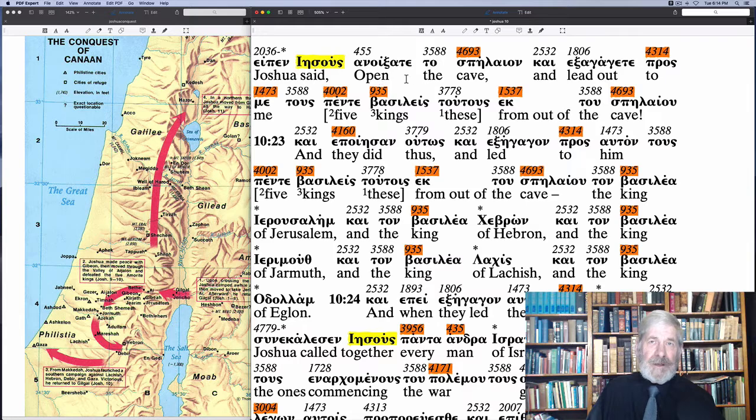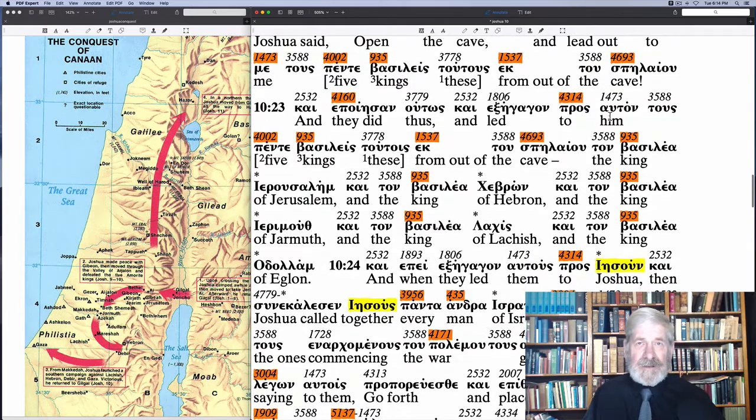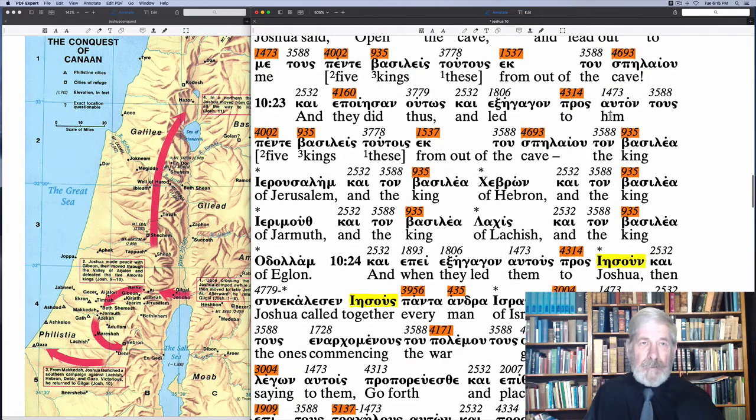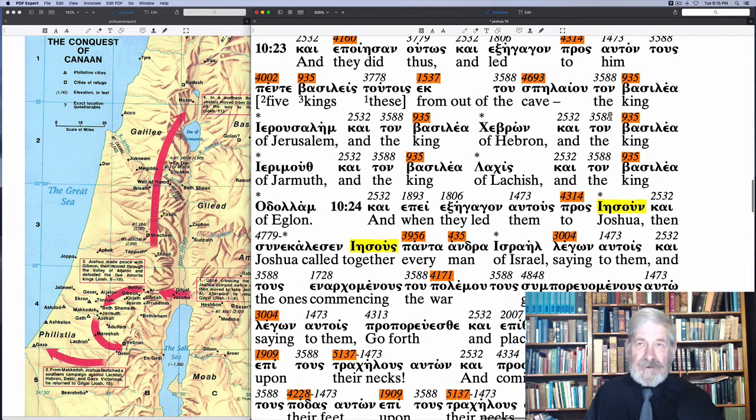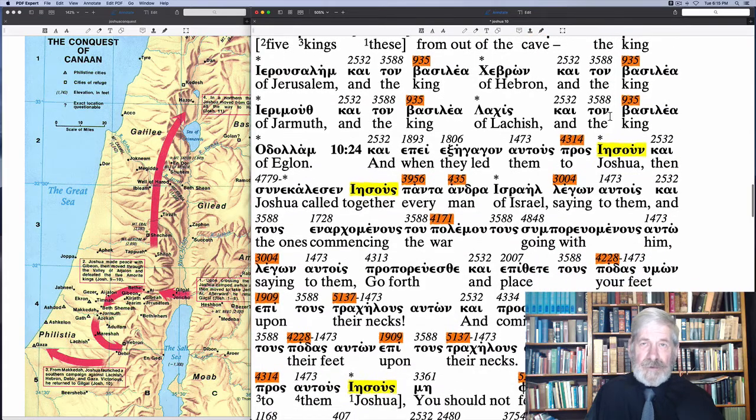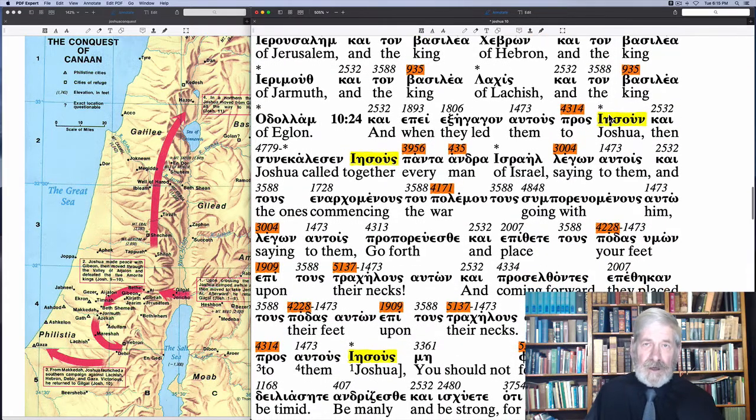And Isus said, open the spileon, the cave, and lead out to me these 5 kings. Pente, a pentagon, 5-sided building in New Washington, D.C., from out of the spileon. And they did thus, and led to him these 5 kings from out of the spileon, the king of Jerusalem, and the king of Hebron, king of Jarmuth, the king of Lachish, and the king of Eglon.